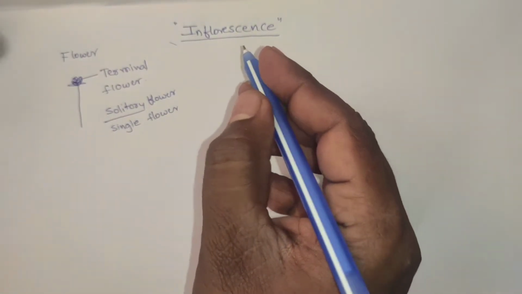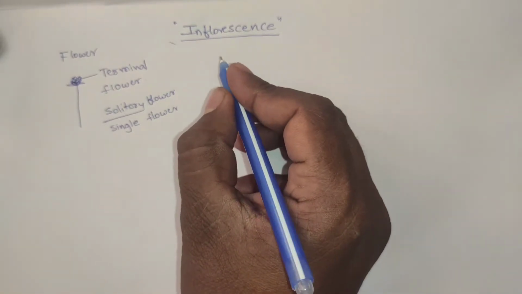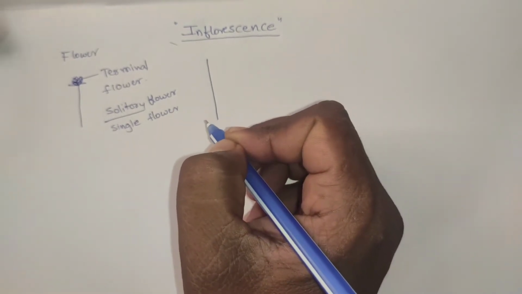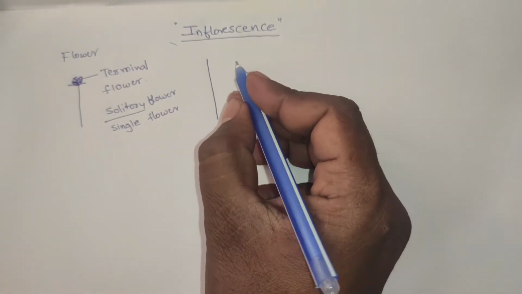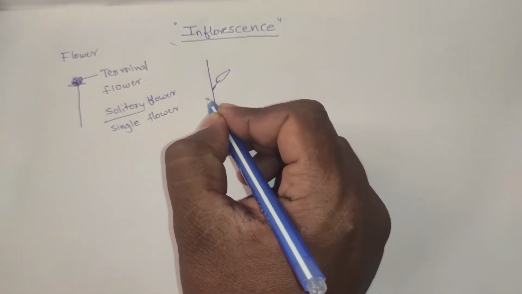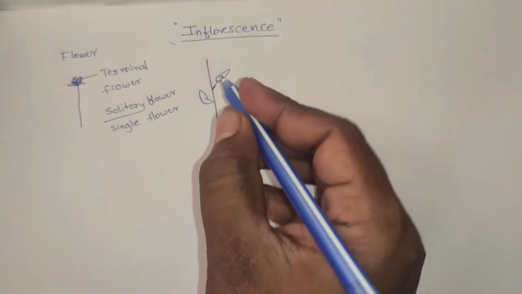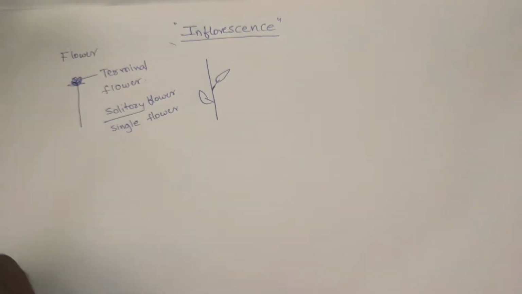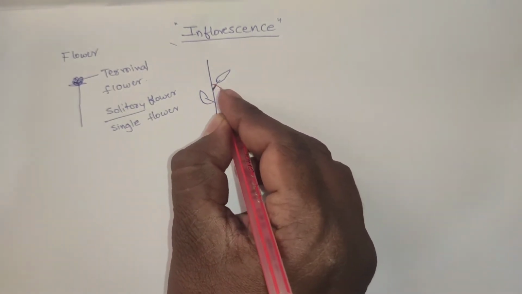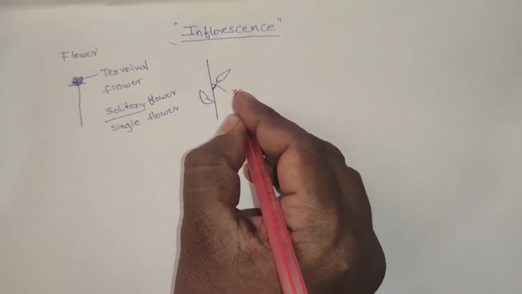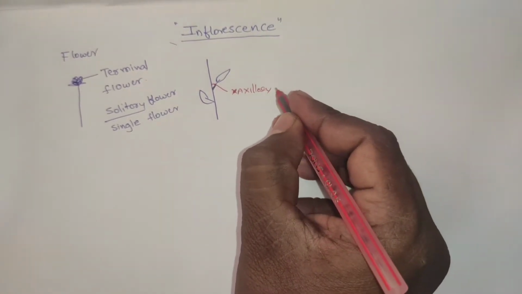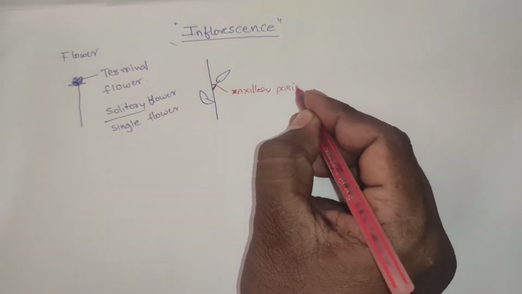When you come to the other type of flowers, this is again a floral axis. In this floral axis, we know there are some leaves. At the leaf, the gap between this leaf and the stem, this position we can call the axillary position.